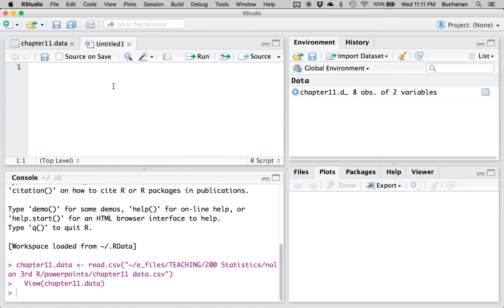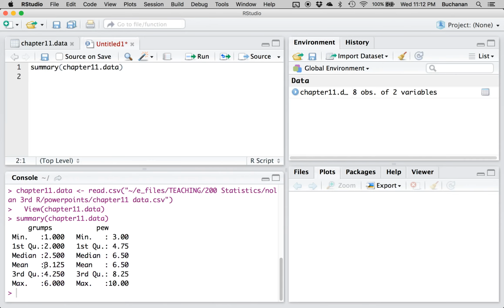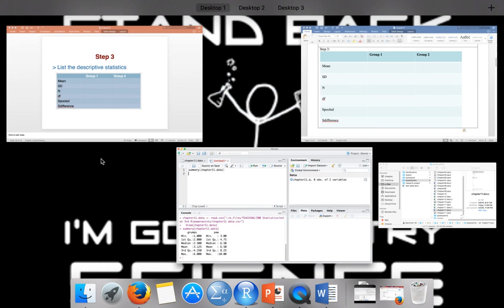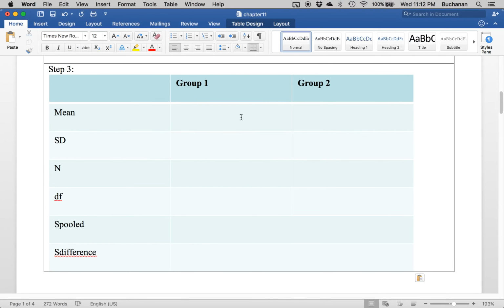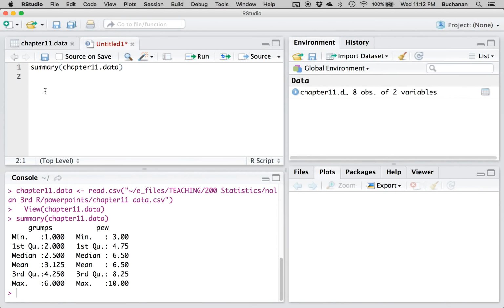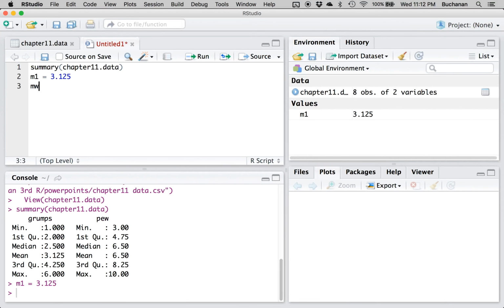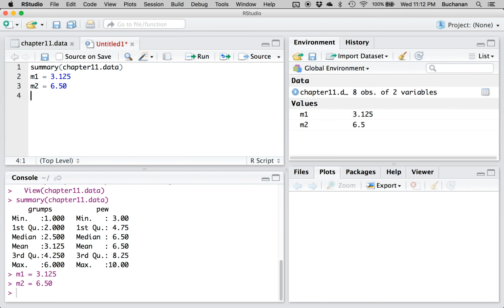So what I want to do to get my means is just do a summary of the data. The first mean is 3.125, and the second mean is 3.50. Now, this is going to set up for something I'm going to do later in video 2, but I'm going to write out mean 1 equals 3.125, mean 2 equals 3.50, and that allows me later to run some code that will use those abbreviations, and I won't have to fill the numbers in manually by hand.